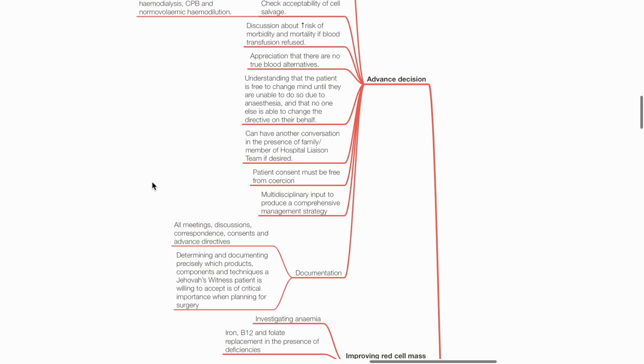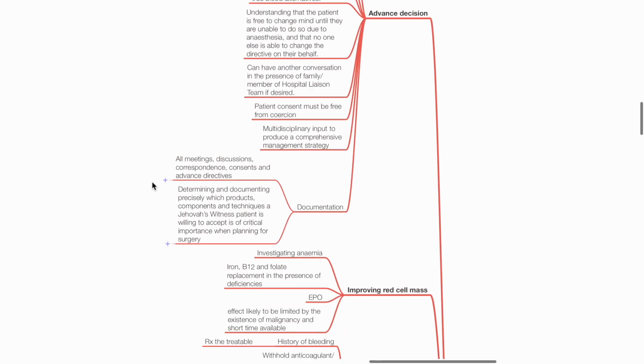Patient consent must be free from coercion. Multidisciplinary input produces a comprehensive management strategy. Proper documentation of all meetings, discussion, correspondence, consents, and advance directives.